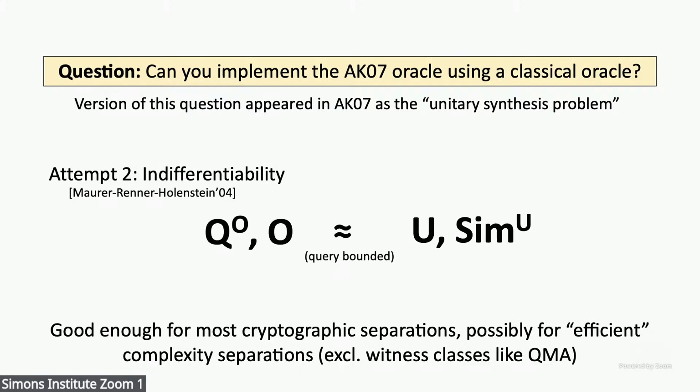It's an interesting question. A very natural question, and maybe progress towards moving the Aaronson-Kuperberg separation to a classical oracle, would be: can you implement their oracle from a classical one under the strong indifferentiability notion?